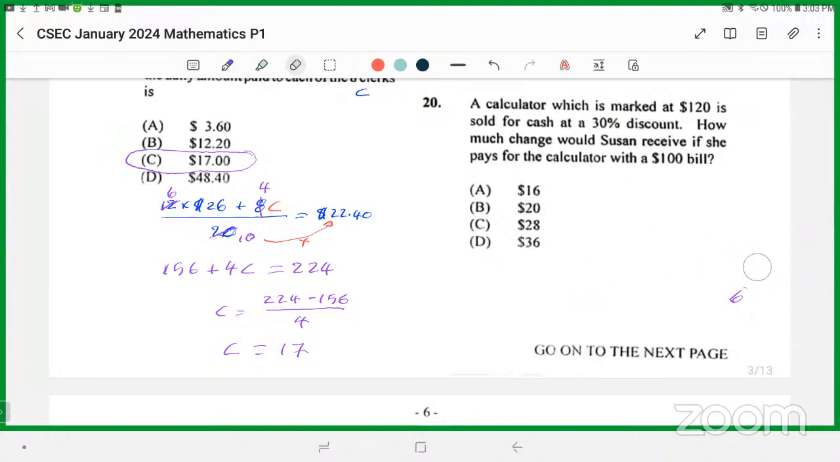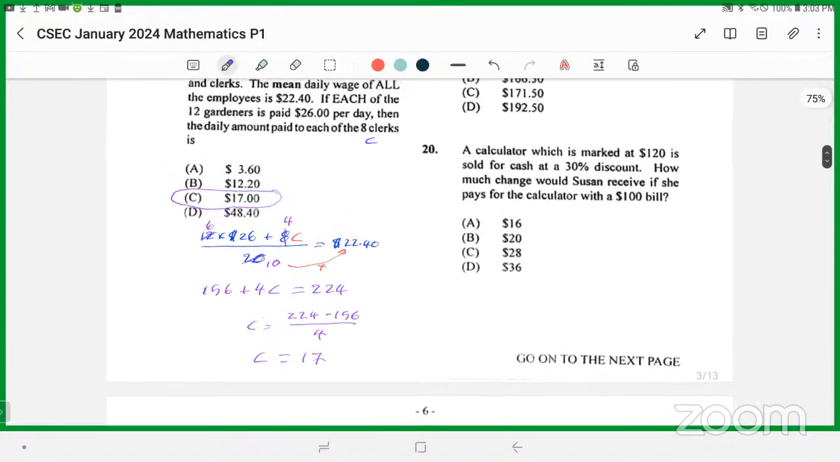So far, so good with that? Okay with that one? Yes, sir. All right.